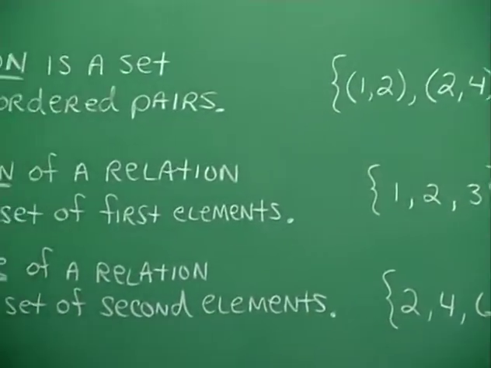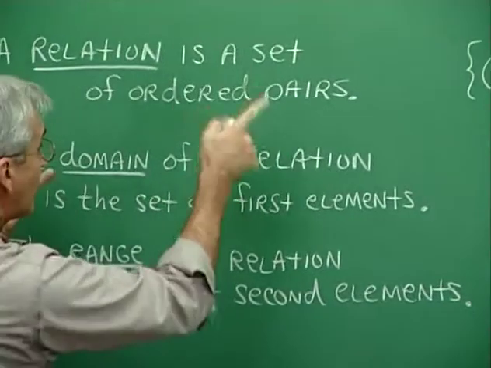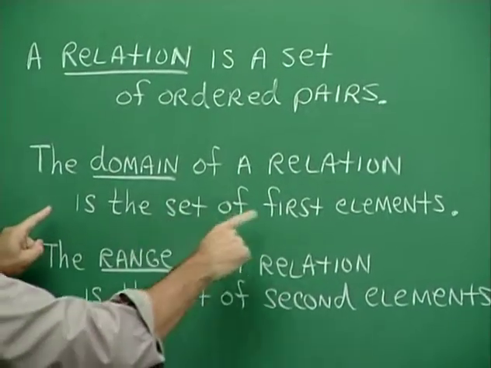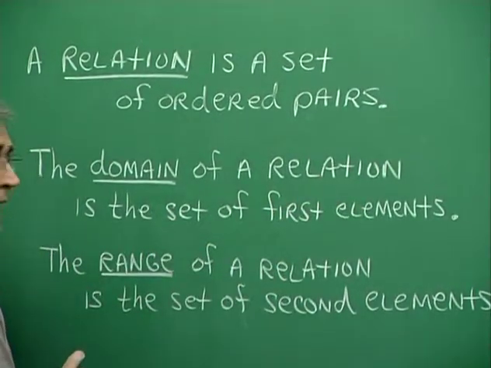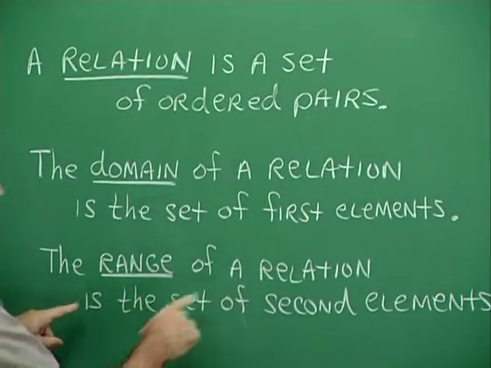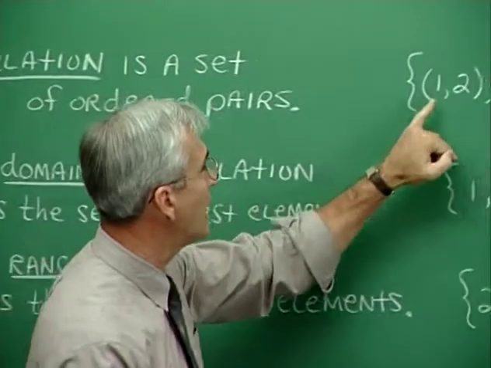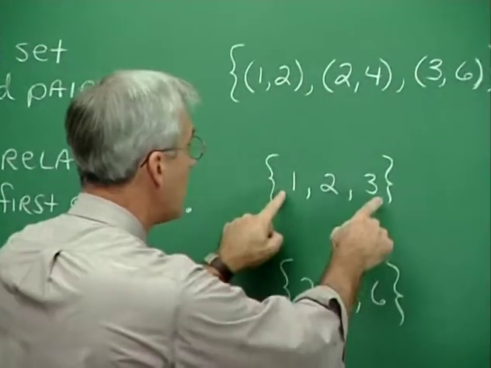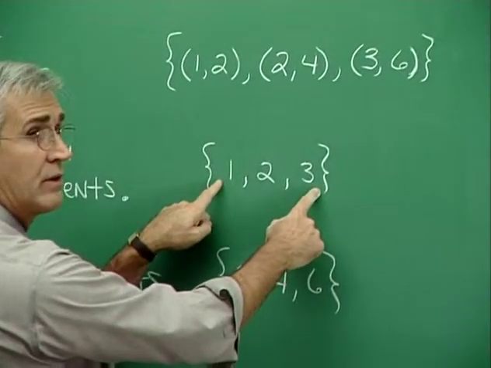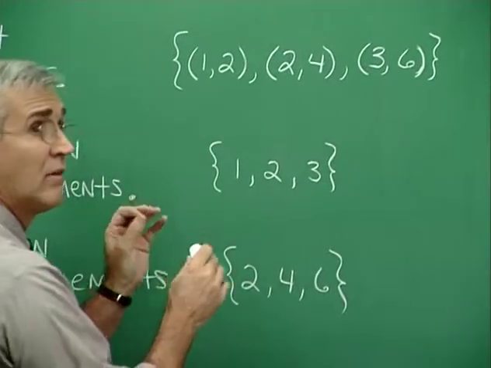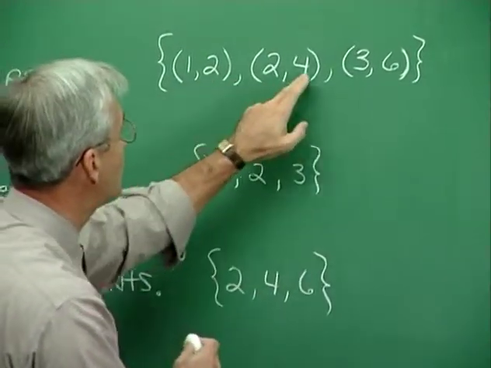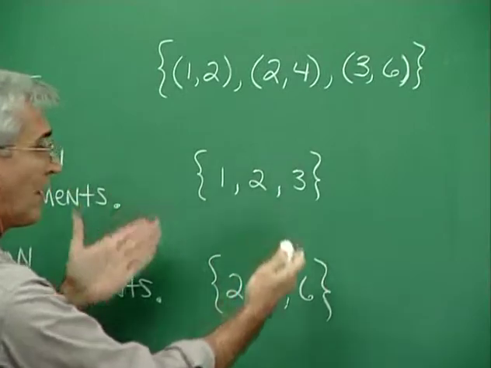All right, back over here. Let's define domain of our relation here as the set of first elements, and range as the set of second elements. So the domain would be the set of first elements. Well, that's just 1, 2, and 3, the set consisting of 1, 2, and 3. The range is the set of second elements. Well, that would be the 2, 4, 6. You see, domain and range.